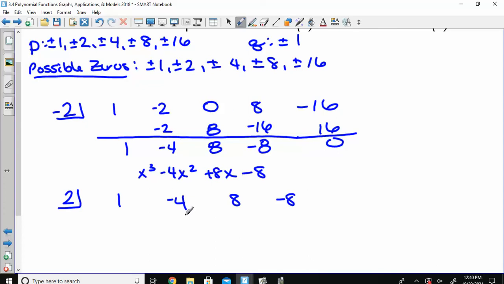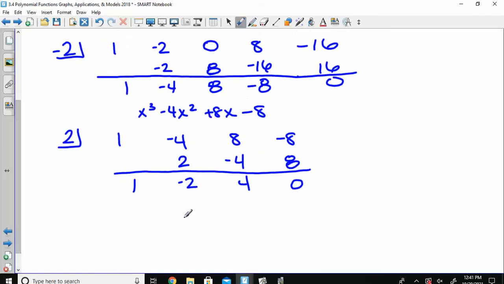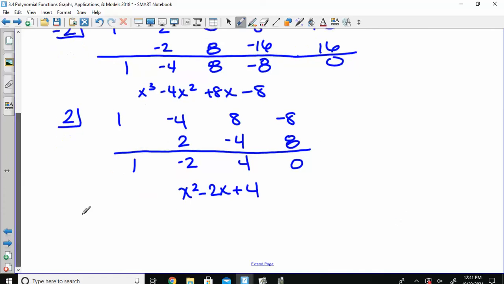So you can look back at the original graph and find another place where it hits the x-axis where you can graph the answer to that, and we divide again. So this gives me x squared minus 2x plus 4. Is there anything that multiplies to 4 and adds to -2? No, so how do I solve that? Quadratic. This is not a pretty one, is it?